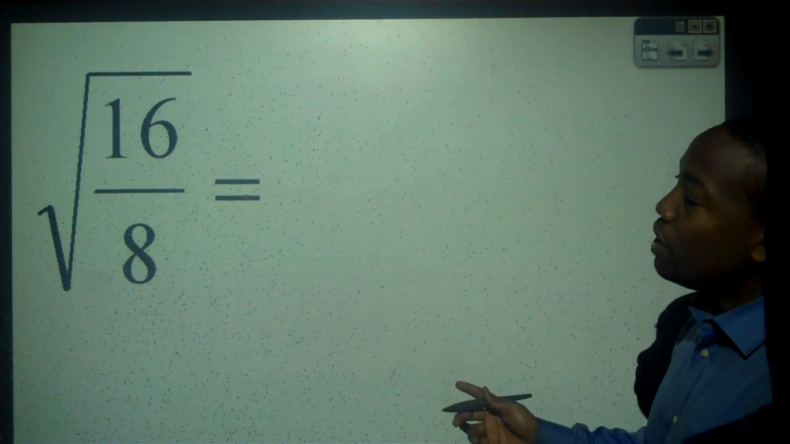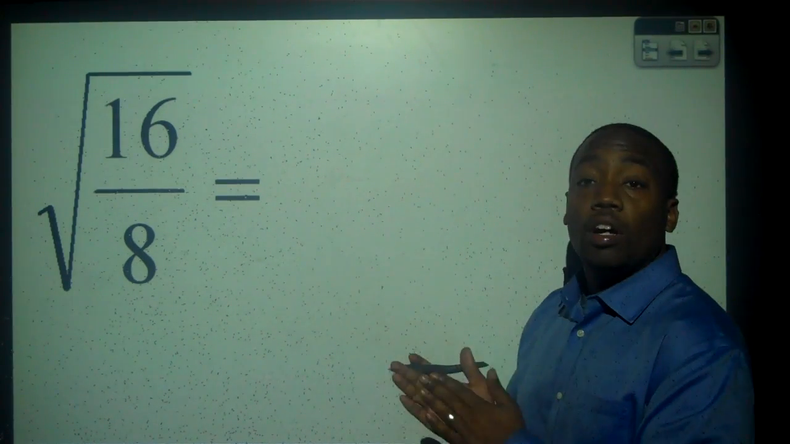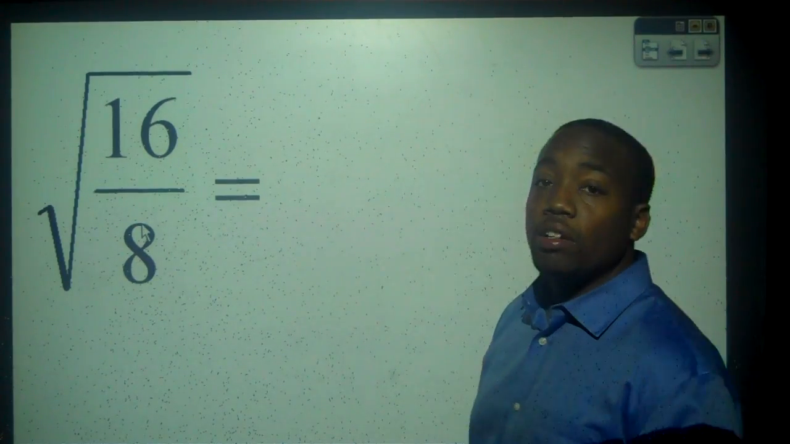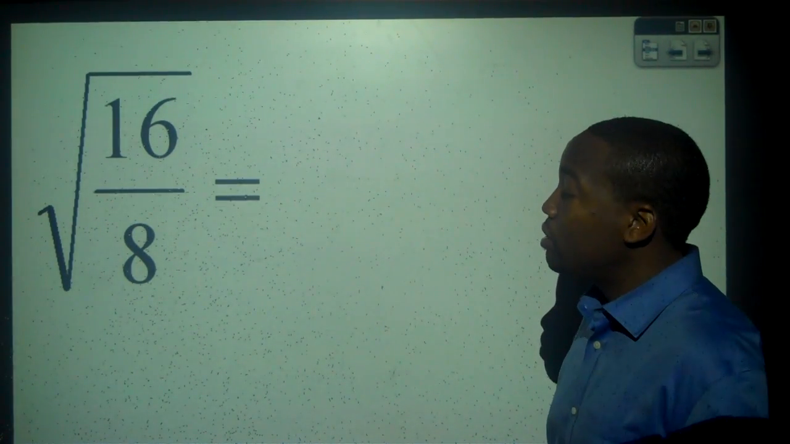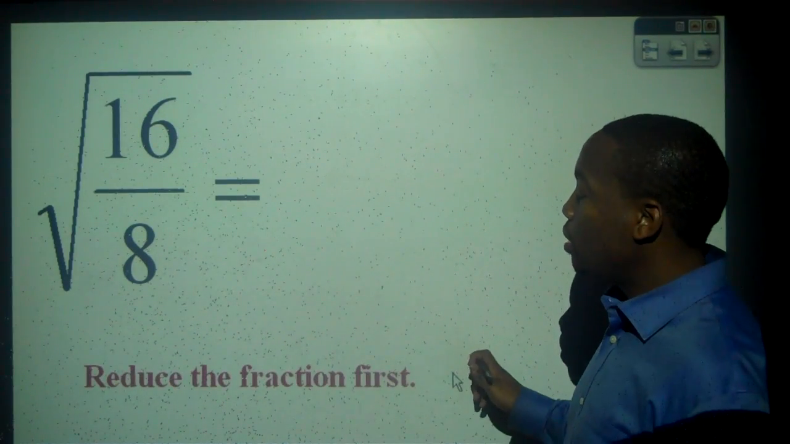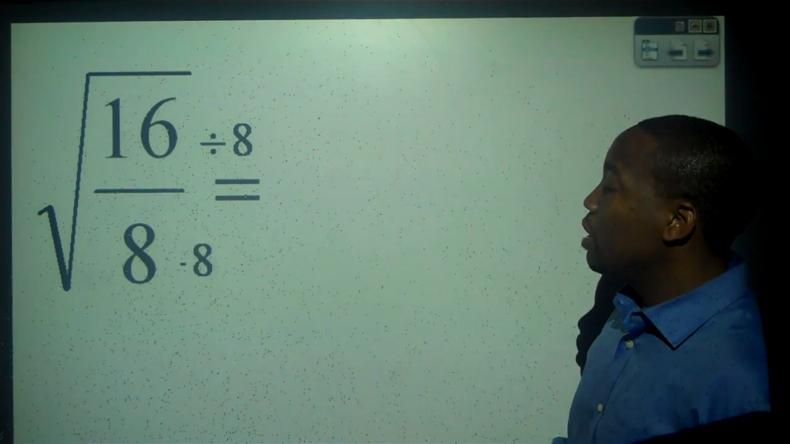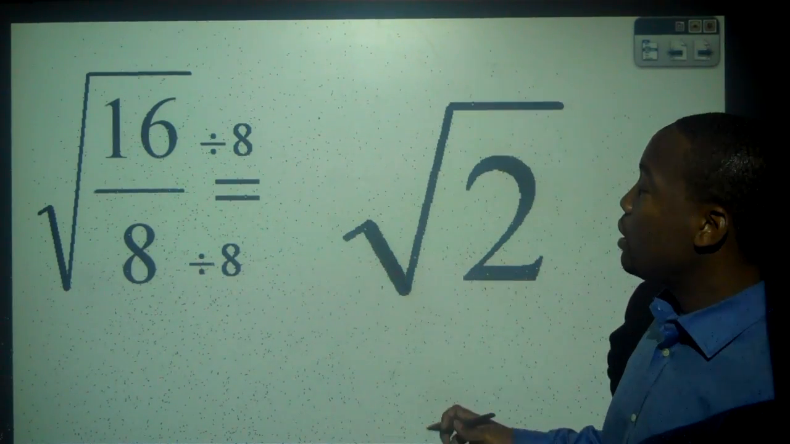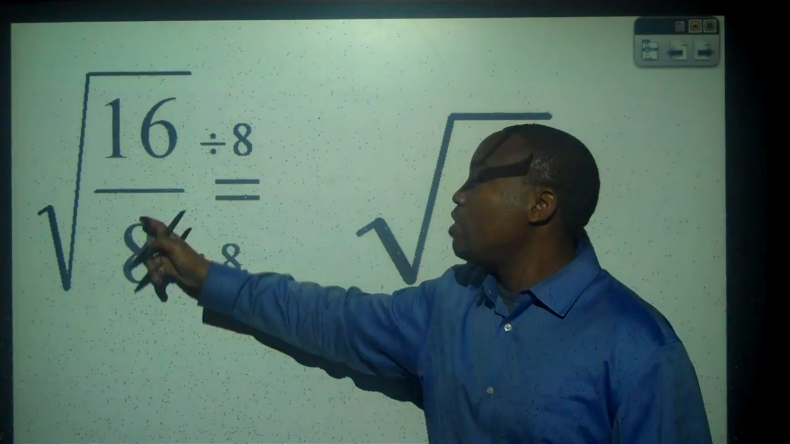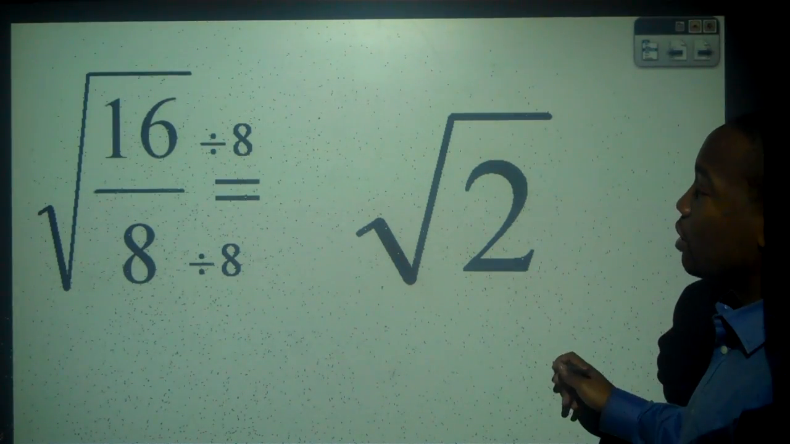So, this is the first example. Now, in this example, we don't have a radical in the denominator. We just have 16 divided by 8. So the easiest thing to do is, can 16 divide into 8? Yeah, let's go ahead and just divide it. So if you see here, reduce the fraction first. 16 divided by 8 just turns into 2, so square root of 2. That's all you gotta do for this one.